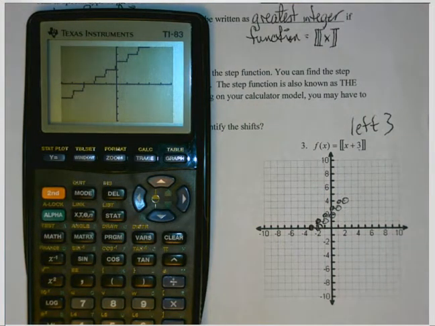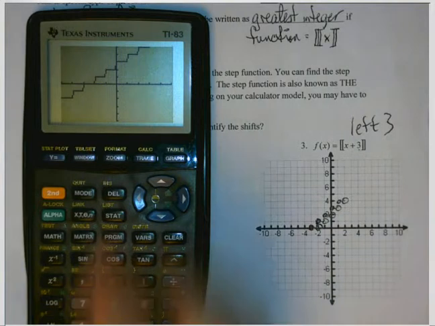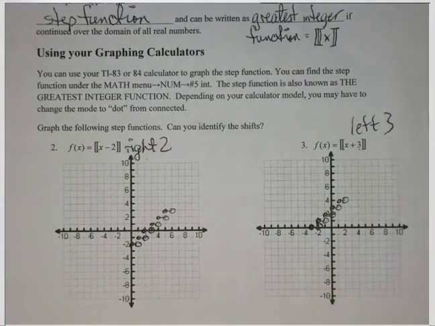So basically, if you start at 0, look to see the shift, make that first closed dot, and then go right 1, open circle, and just start making your step with it. That should make things very easy.